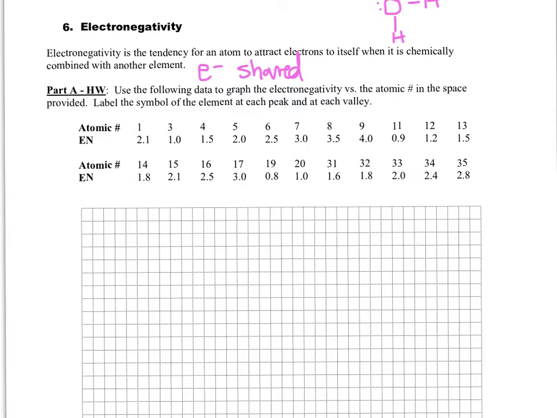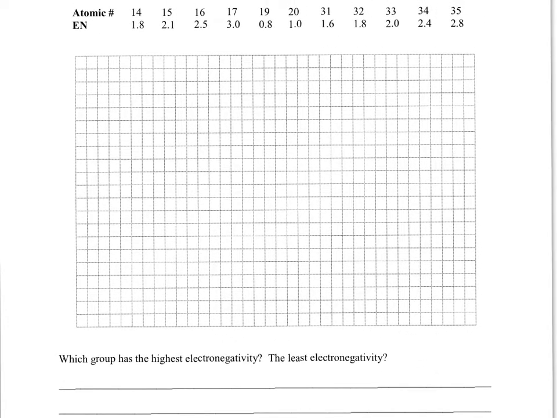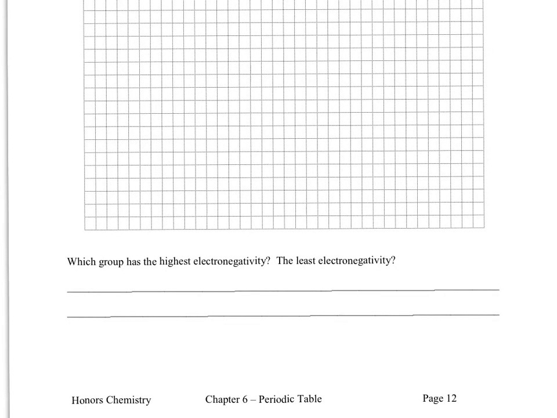Now, if you did do your graph, you should see that the group with the highest electronegativity values should be the halogens. And so those would be like the ones with the peaks up on the graph. And then the group with the least electronegativity should be the alkali metals. And we're going to talk about why that is in a minute. So these are the halogens, and these are the alkali metals.